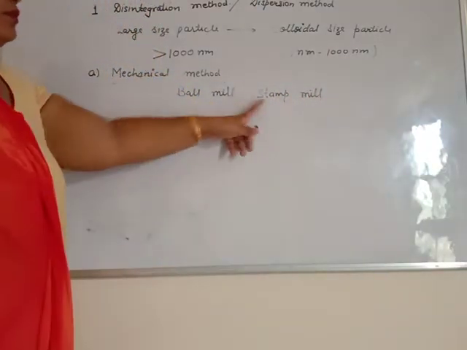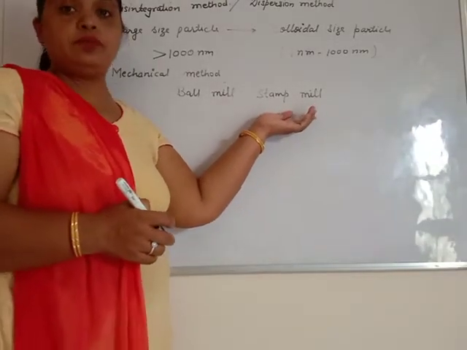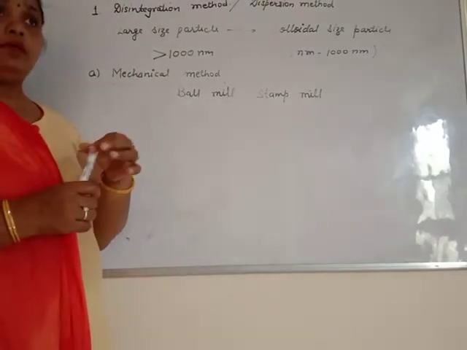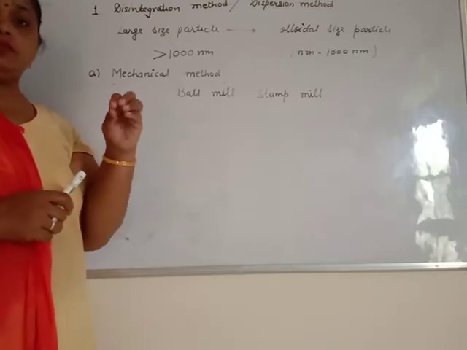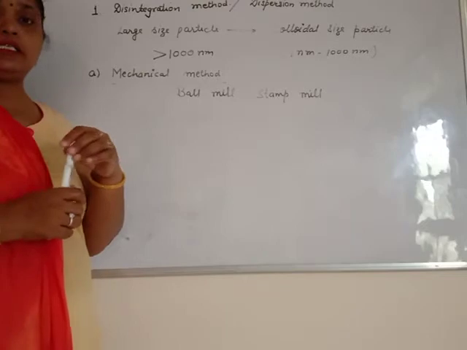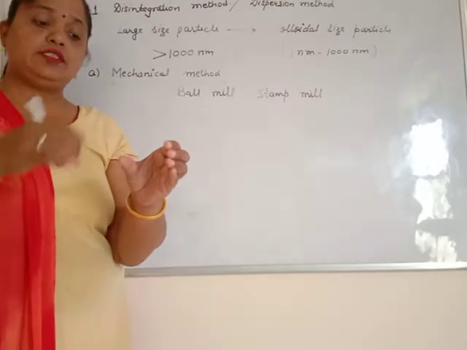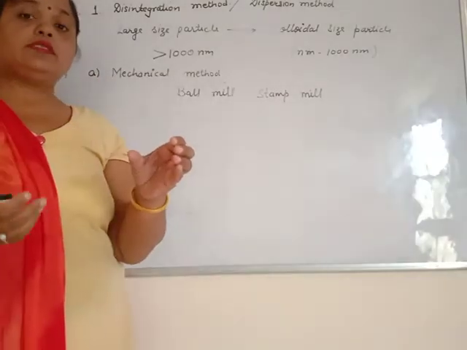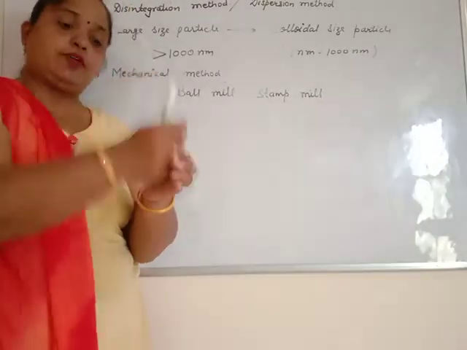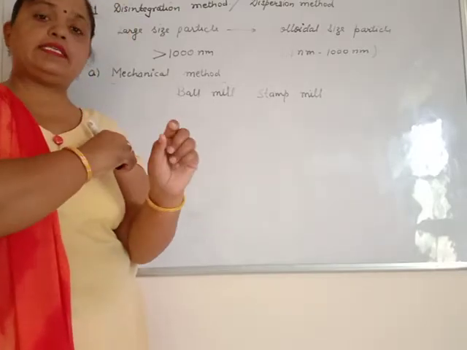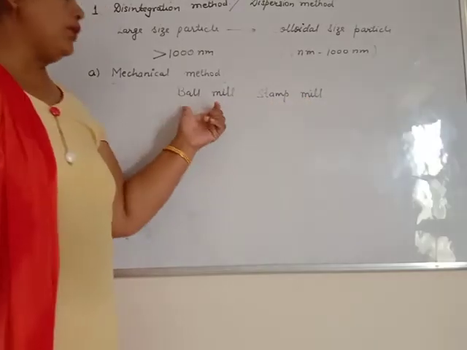You can see both of these in your surroundings. You may have seen a stamp mill at your home. Beta, when mama prepares a cup of tea, she wants to use some ginger or some elaichi in it. Then she uses a stamp mill. In the container she adds ginger or some other article that she wants to add in the tea and starts to stamp, and these larger size particles will be changed into smaller size particles. That is a stamp mill.